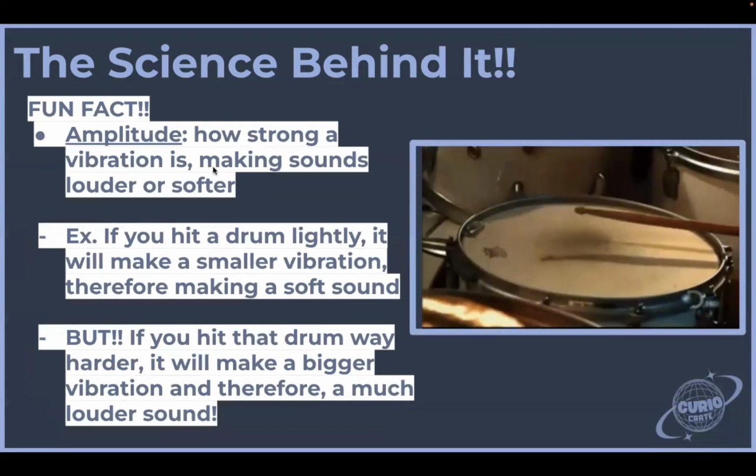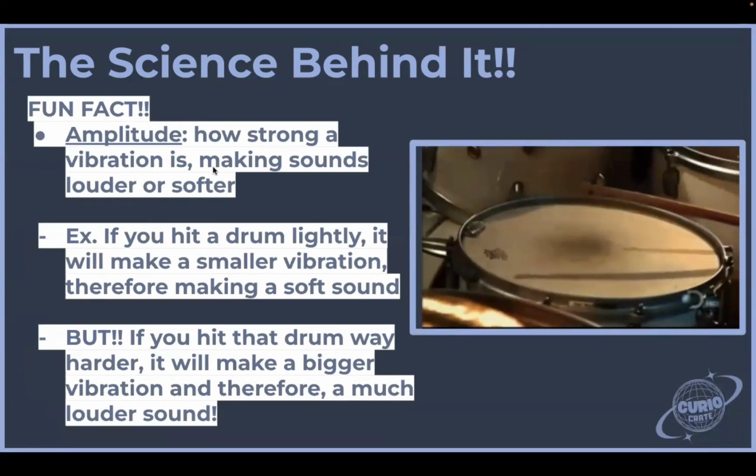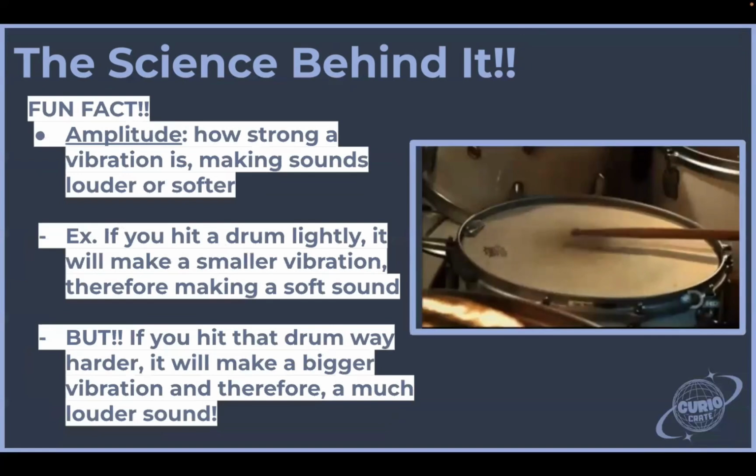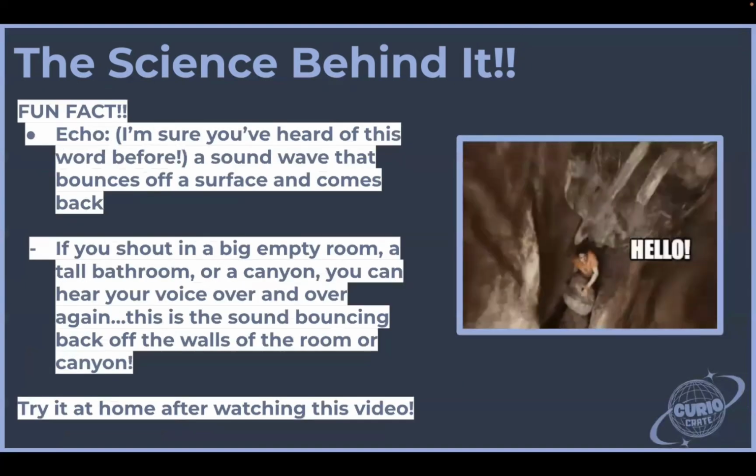Now, amplitude. So this is how strong a vibration is, making sounds louder or softer. So if you hit a drum lightly, it will make a smaller vibration, therefore making a softer sound. But if you hit that drum way harder, it will make a bigger vibration and therefore a much louder sound.